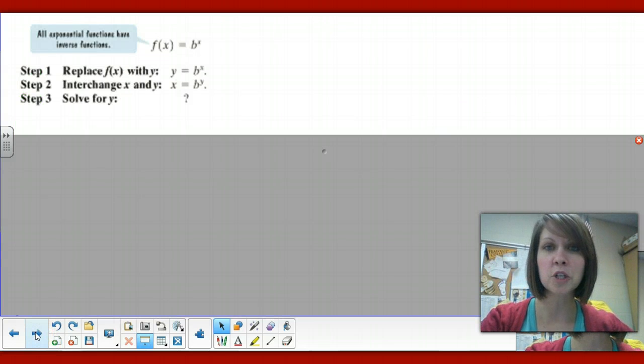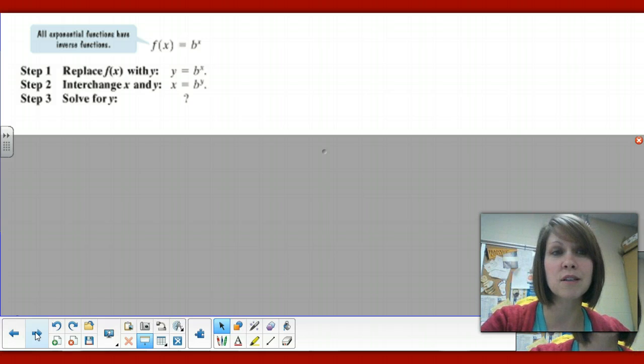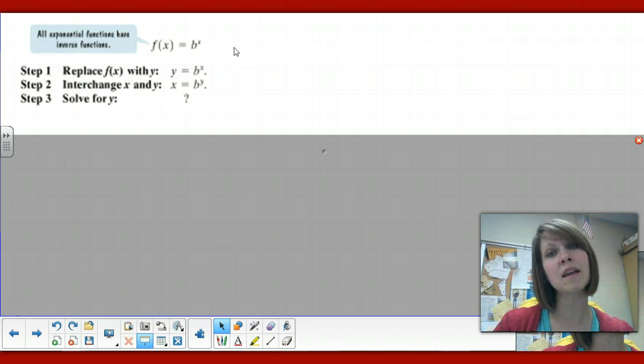Logarithmic functions actually arise from exponential functions. We did exponential functions in Lesson 1. You remember from Lesson 1 that an exponential function is any function, in this case f of x, that is equal to b to the x power. So just because a function has an exponent does not make it exponential. A function is exponential when its exponent is or contains the variable.